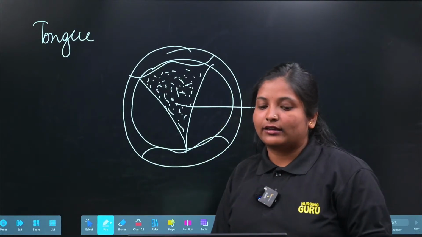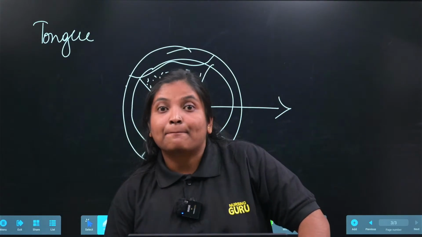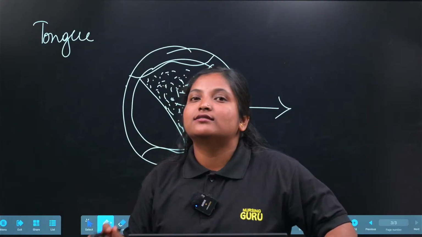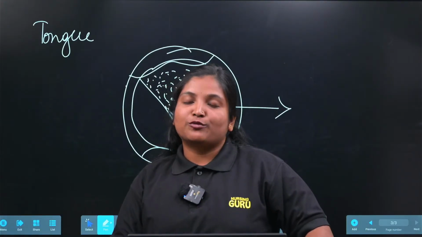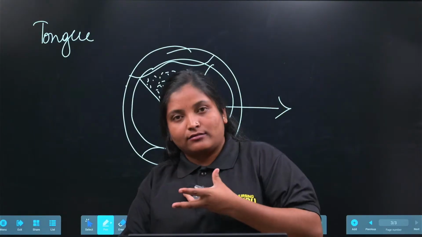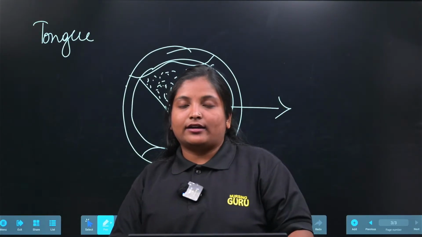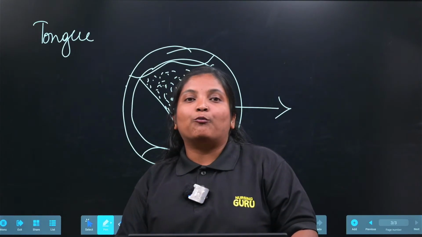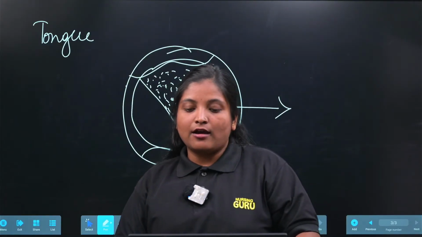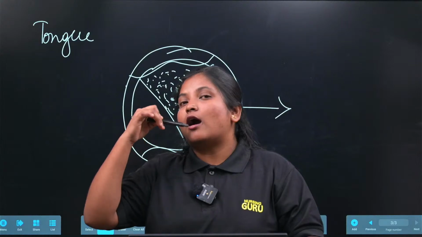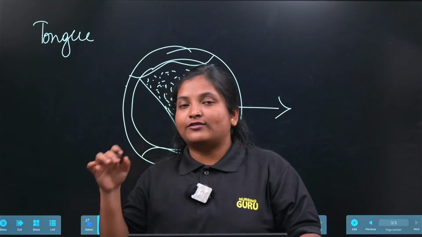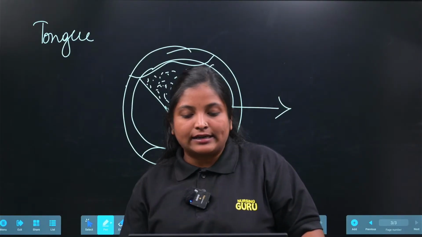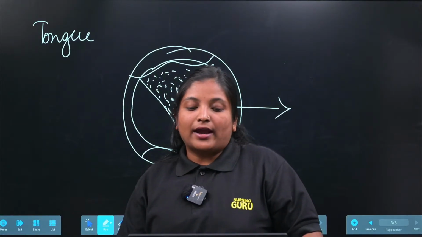So this is the structure of the tongue. You can easily write it down. The tongue is a mobile muscular organ in the oral cavity, which means a movable muscular organ, which bulges upward from the floor of the mouth. It is a mass of skeletal muscle covered by mucous membrane.